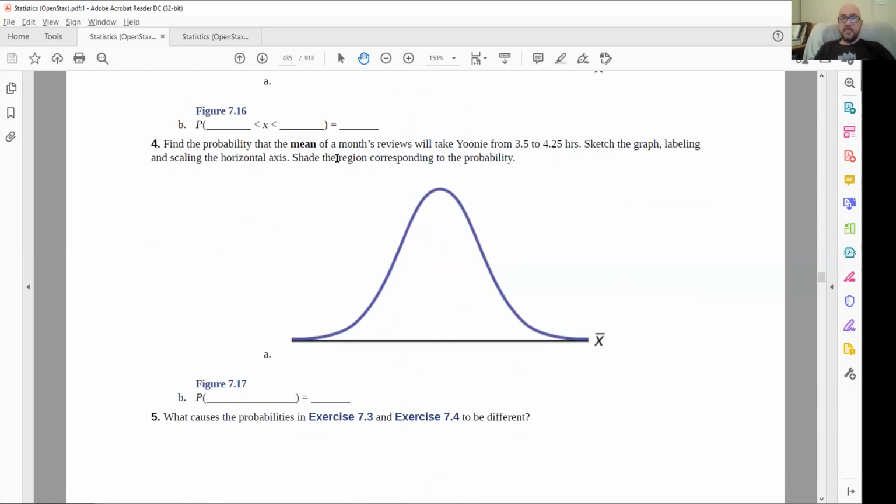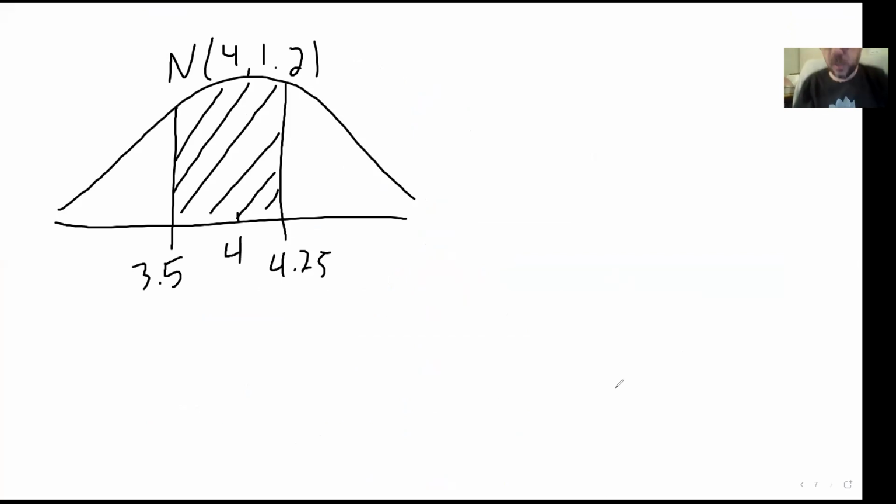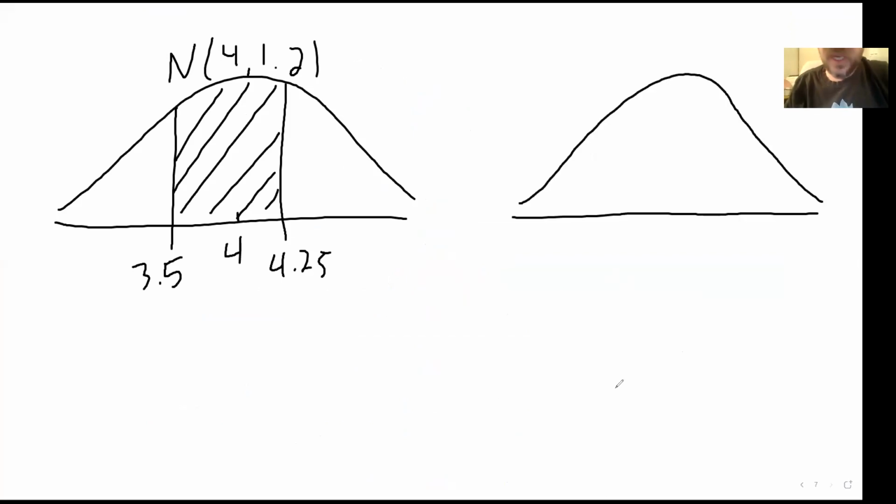Find the probability that the mean of a month's reviews will be between 3.5 and 4.25. So now we're not talking about a single review. Now we're talking about the average of 16 of them, right? Because that's how many it does. So that's very similar. What we're going to do operationally is almost exactly the same, but the meaning is different, right?